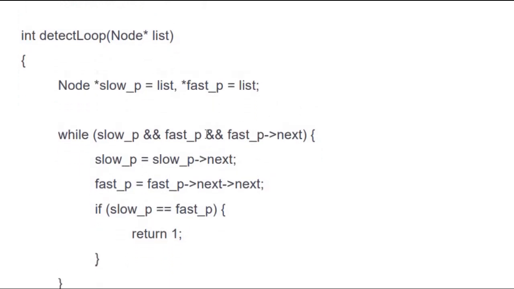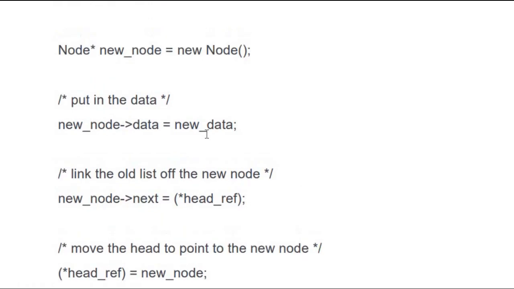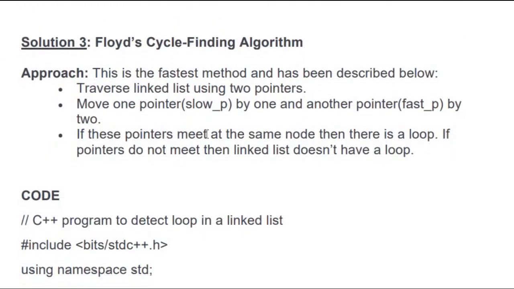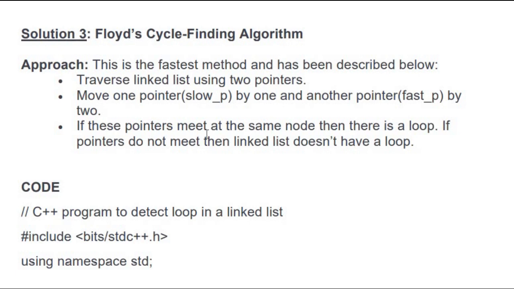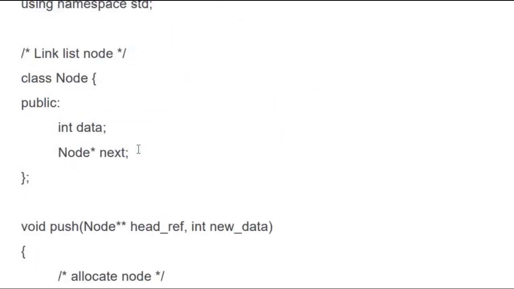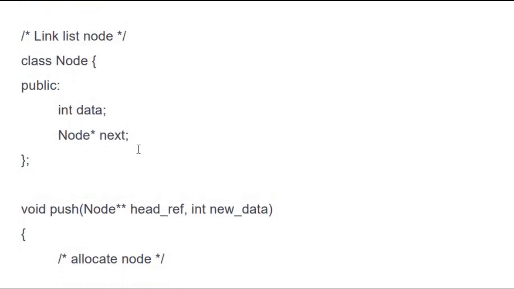Also, this algorithm is known as Floyd's cycle finding algorithm. This is the fastest method and has been described below. And I also described this earlier in the video, where we simply traverse the linked list using 2 pointers and move the slow pointer by 1 and the fast pointer by 2. If these pointers meet at the same node, then there is a loop, and if they don't, it doesn't have a loop. The time complexity of this approach is big O of n, and the space complexity of this approach is big O of 1.